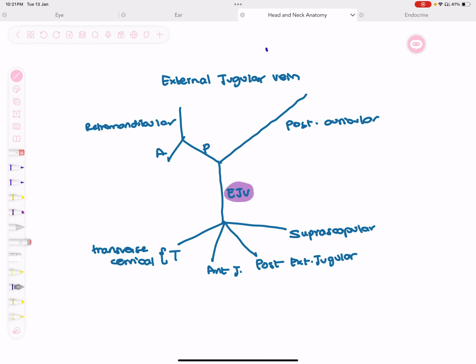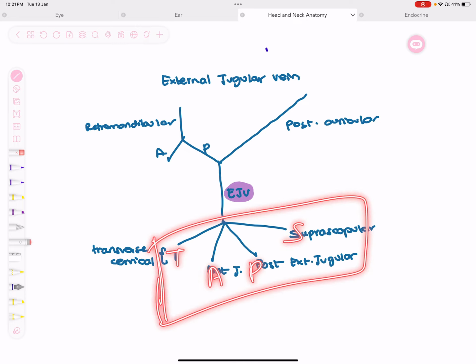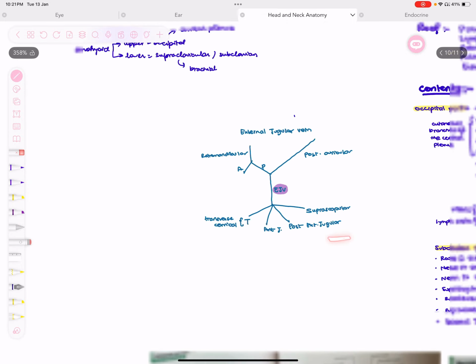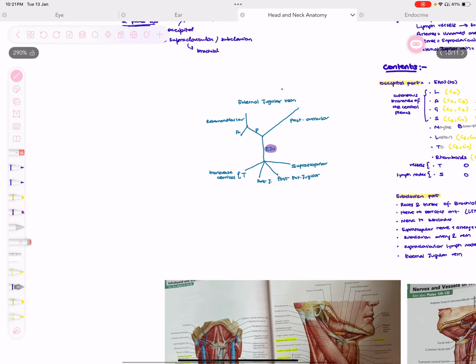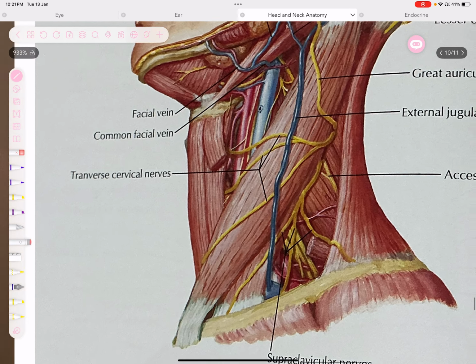You can learn this with the help of TAPS. These are the four branches or tributaries of the external jugular vein: transverse cervical, anterior jugular, posterior external jugular, and suprascapular, right? Posterior external jugular and suprascapular.